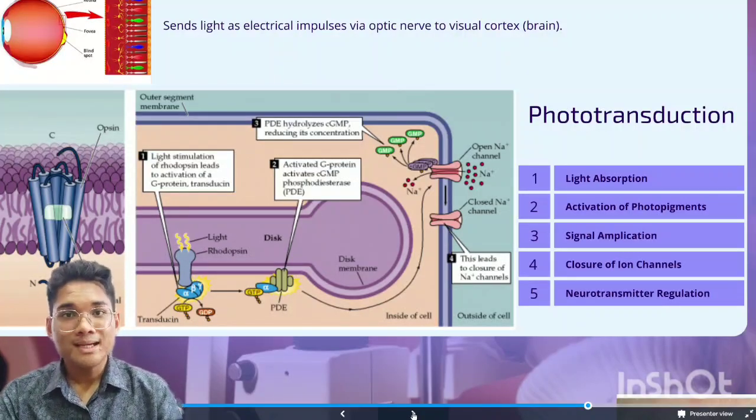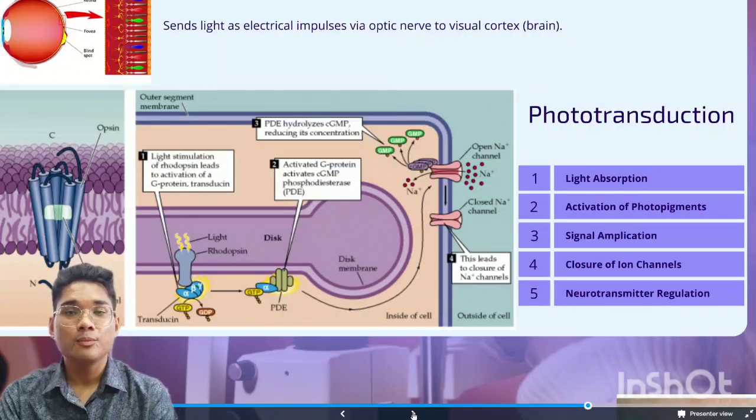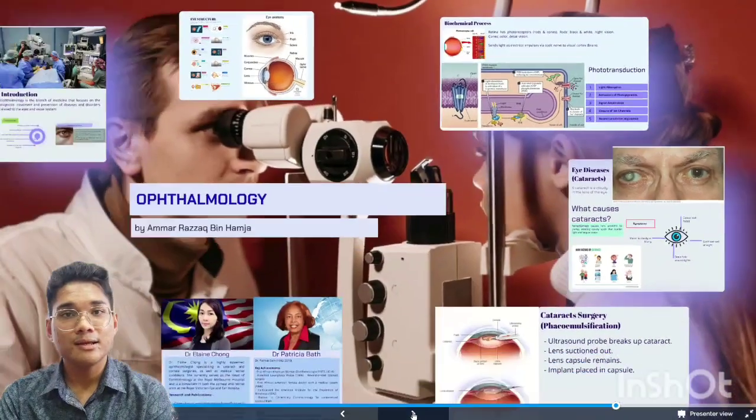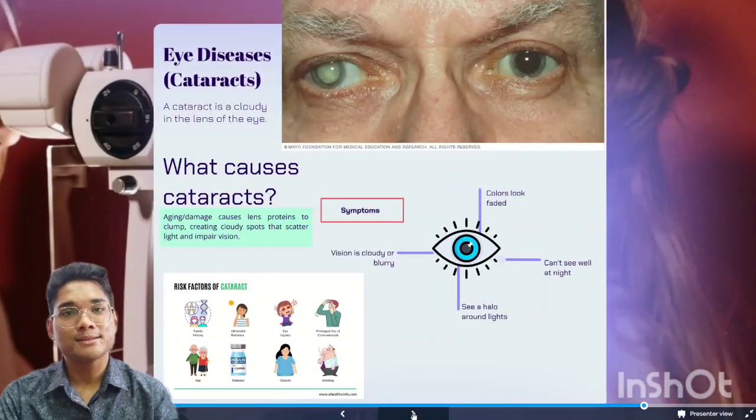Now, we understand how our eyes function. Let's move on to a condition that affects millions of people: cataracts.